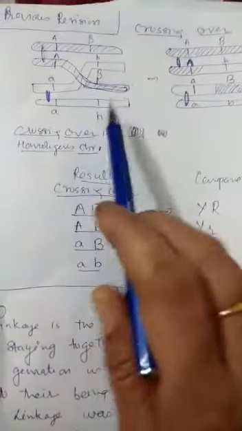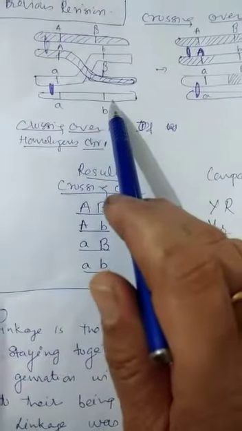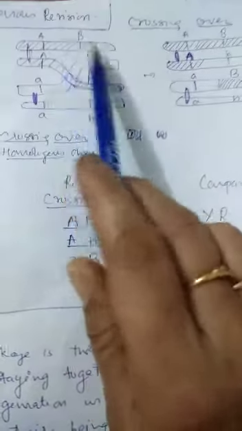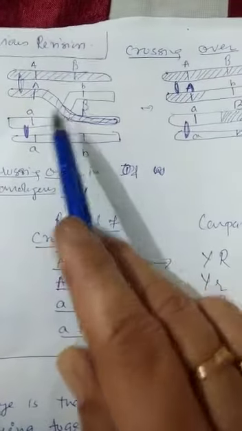So children, again I am showing you here the process of crossing over. These are the two homologous chromosomes shown by different colors. The process of crossing over in the pachytene of prophase 1 of meiosis 1 is shown here. These are the genes A, B and small a, b and A, B. That means these are homologous chromosomes, and this is the point of crossing, which is called chiasmata.